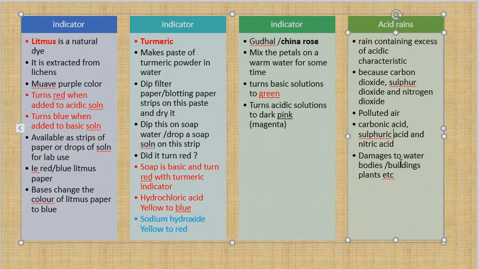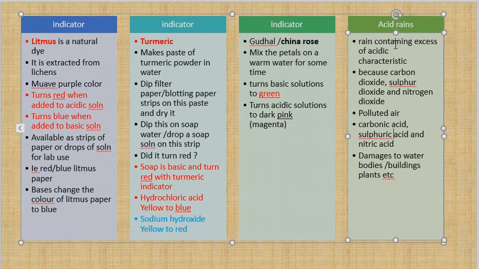So all these damages happen because of the carbonic acid that comes in the rain. Carbonic acid comes because carbon dioxide, sulfur dioxide, and nitrogen oxides are there in the air. These are in the air because of pollution. So the rain containing excess of acidic characteristics is called acid rain.